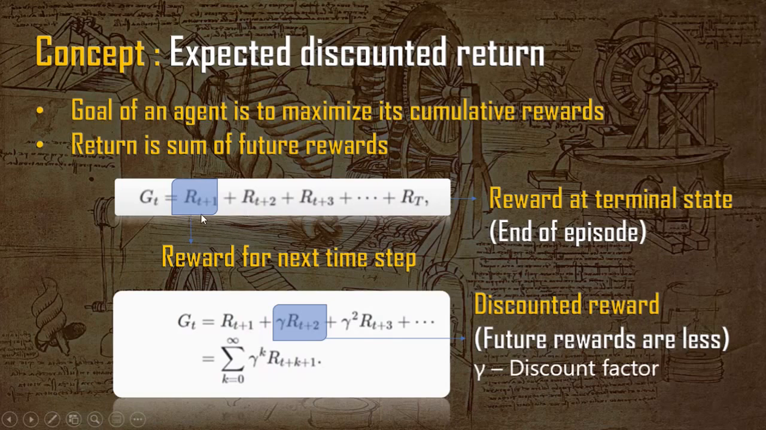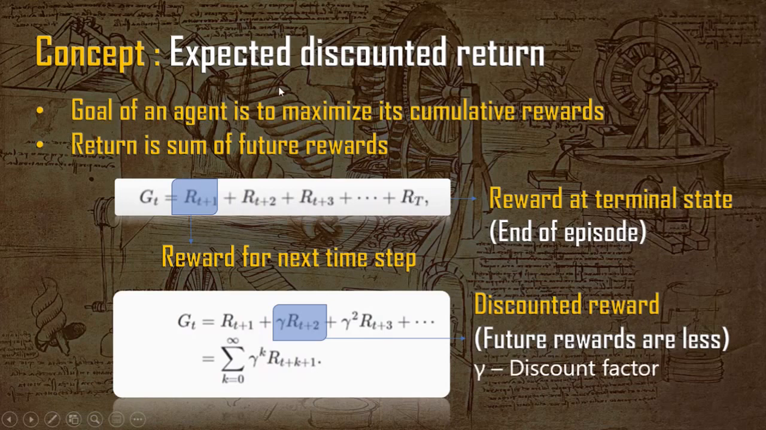So R(t+1) would be, for example, the reward for the next time step, and R(t+2) would be for another time step later. These are all the future rewards, and when they are added, this added value is what is called return. What we want to do is maximize this particular return, and T here is the terminal state, and we know that at the terminal state the episode ends.